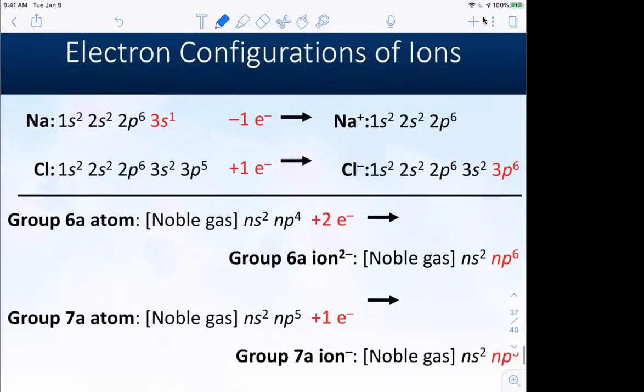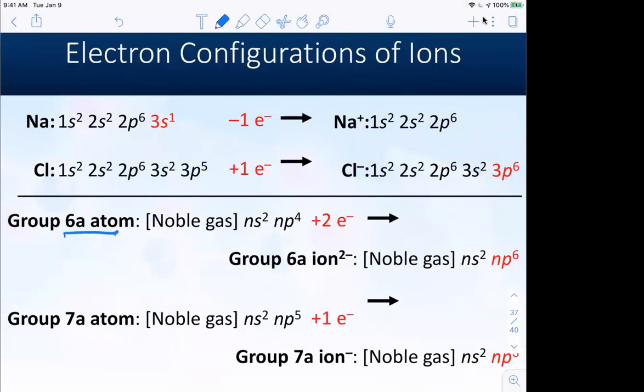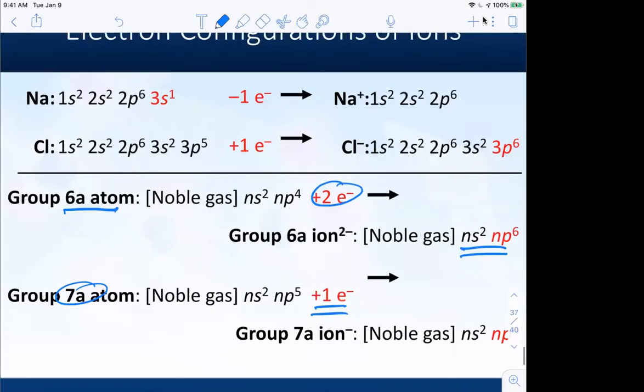So if I look at anything in group 6A, I'm going to gain 2 electrons to fill that outer shell of S and P sublevels. If I have a 7A atom, I'm going to gain 1 electron to become like the noble gas there. It doesn't matter which 6A atom I am, because I can always gain 2 electrons to become like the noble gas next to it. Or I can lose 2 electrons in order to become like the noble gas before it.